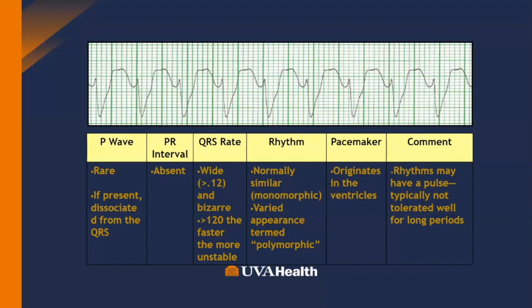The QRS is wide, which tells us this rhythm is originating in the ventricle. And it is usually fast in this particular case because each one looks like the one before it. They're called monomorphic. If these were each of different morphology, it would be polymorphic. And this is a variety of VTAC.